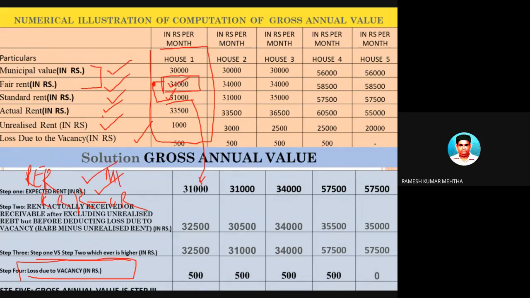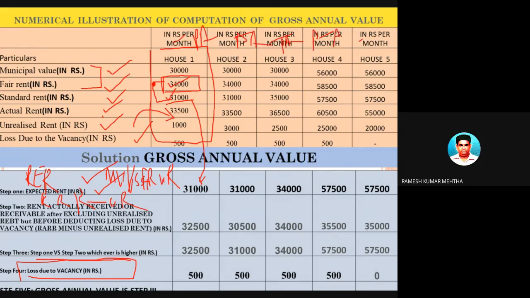Step number 2 is rent received or receivable, that is actual rent. This speaks of the rent at which this particular house property has been let out by the owner to the tenant. In this case, it has been let out at a rent of 33,500. Now, from this, you have to deduct unrealized rent. This is per annum. Please, I'm striking off, it is per annum. This house property has been let out per annum.